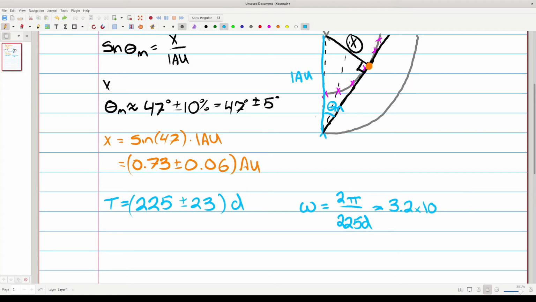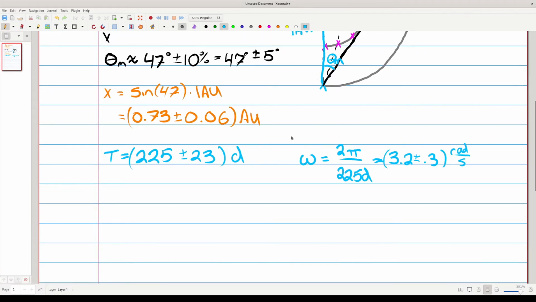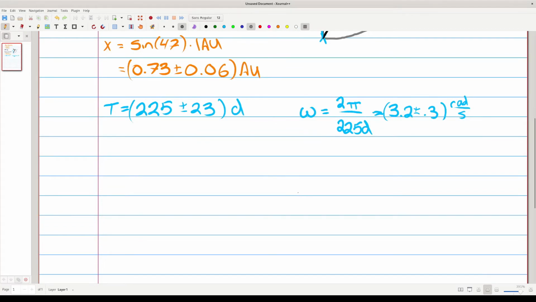Here, let me write this a little differently. I have this as being 3.2 plus minus 0.3 radians per second. Okay. Good. Now, this is probably the most tricky measurement, but it's again a measurement you could do in your backyard with a friend, albeit your friend's going to be a little lonely because he has to be kind of far away from you.